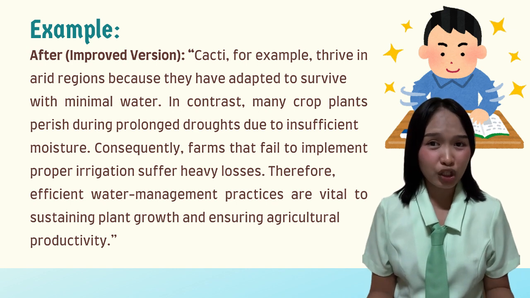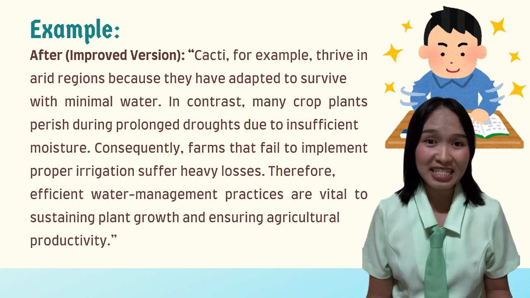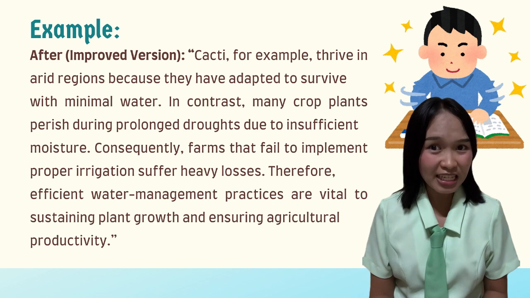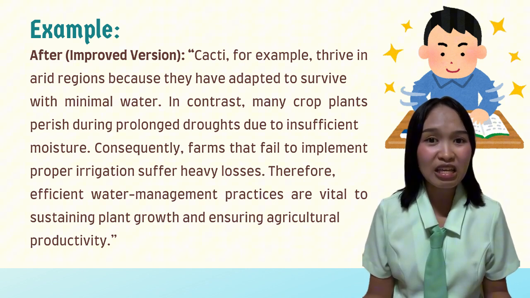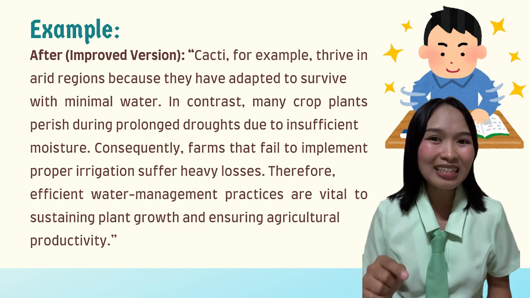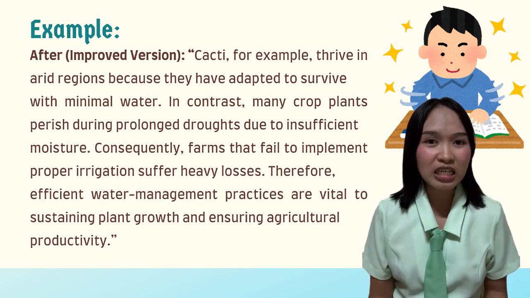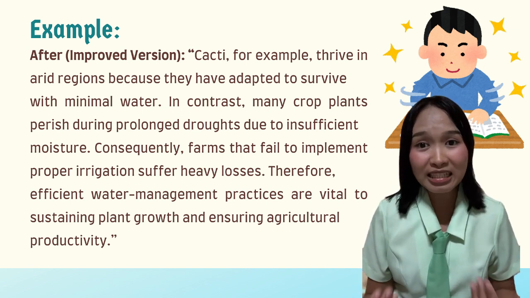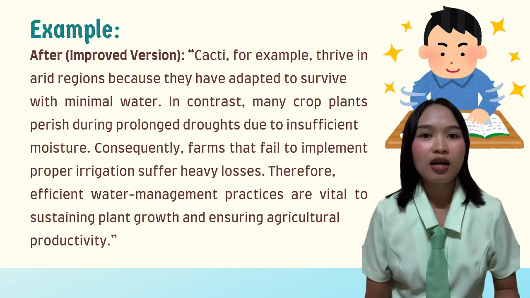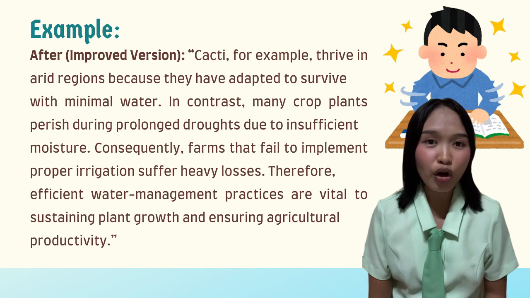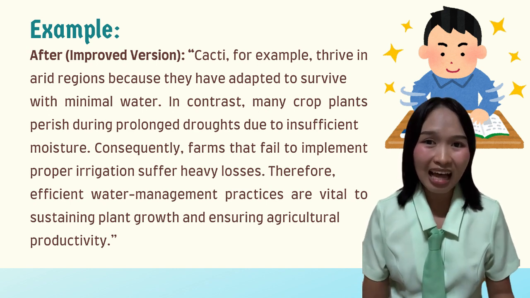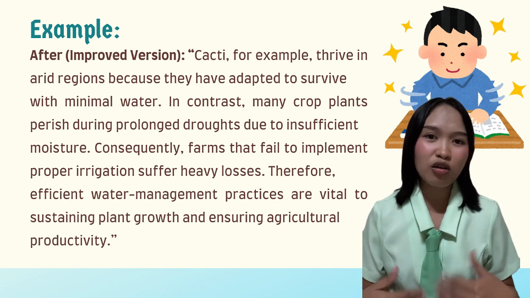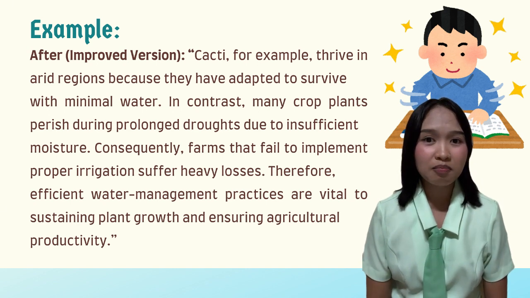When we compare it to the poor version, we can easily notice the improvements in the after version. Here's why. Diction is more precise and specific, clearer, and more informative by using these words: cacti, arid regions, drought, irrigation, and agricultural productivity. It also uses transition devices such as for example, in contrast, consequently, therefore, and these link ideas logically. The sentence structure is varied, with smoother flow and better expression of relations.